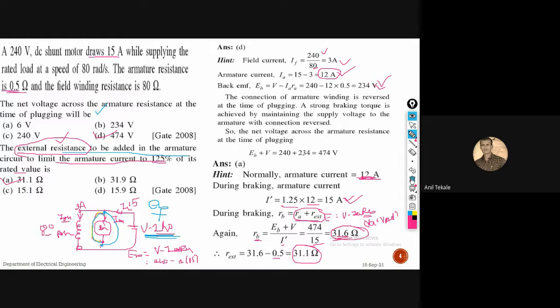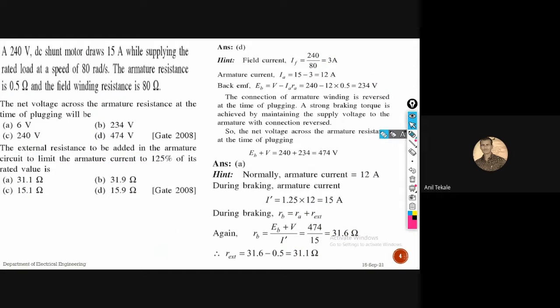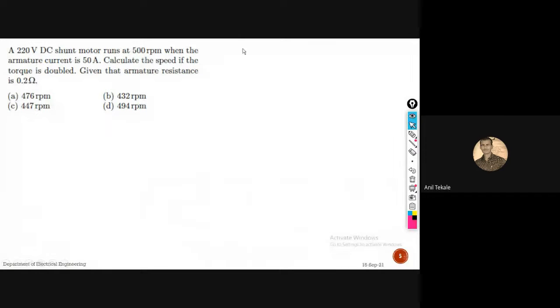Now I'll give you one homework assignment question. Just take a screenshot of that one. A 220 volt DC shunt motor runs at 500 rpm when the armature current is 50 ampere. Calculate the speed if the torque is doubled, given that the armature resistance is 0.2. So the speed has to be found when your torque is doubled. I hope you have taken a screenshot.